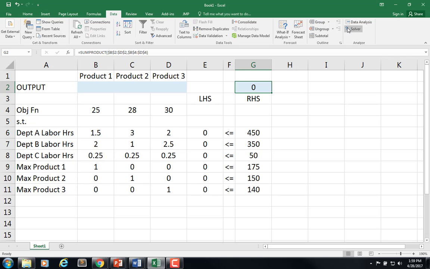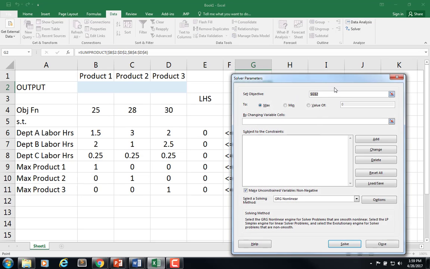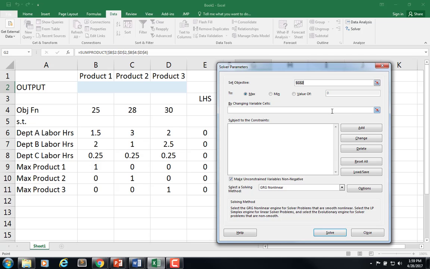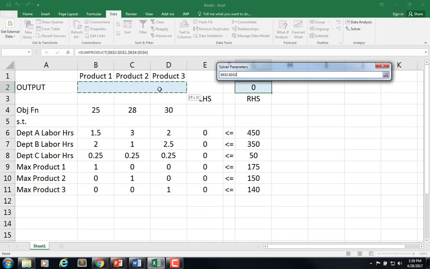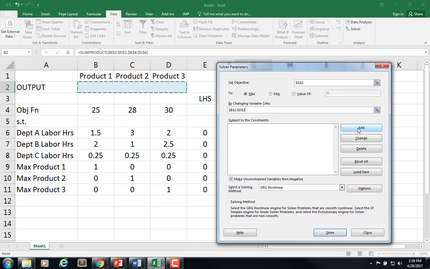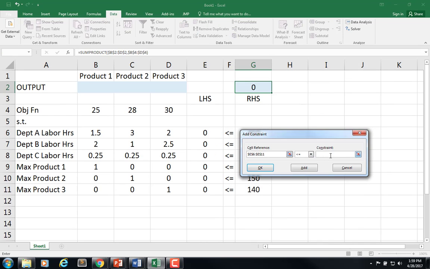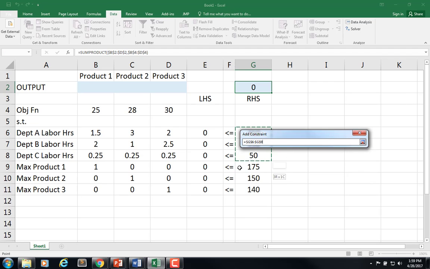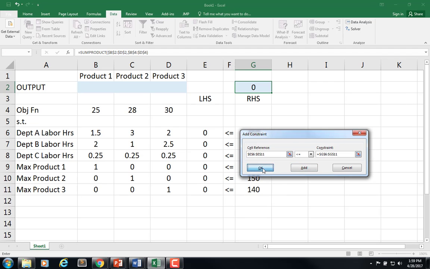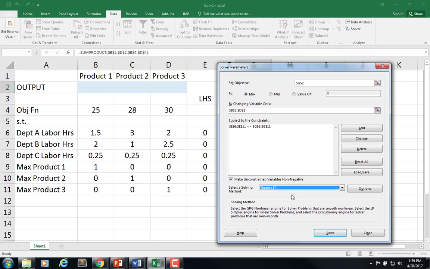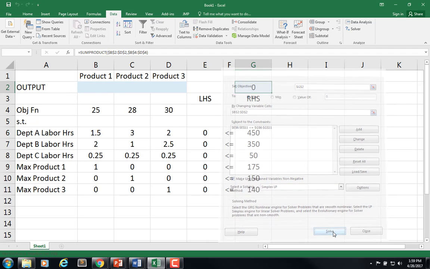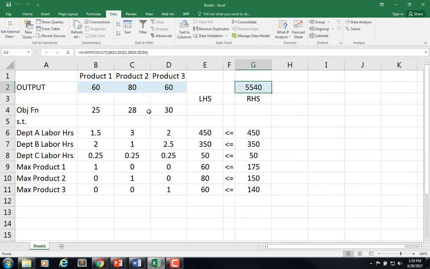Data, solver, G2, is that the right one? Yes. By changing, I'm maximizing by changing these guys. Subject to the constraints, they're all less than or equal to, so I can do the left-hand side, or the sum products less than or equal to our numbers. Click OK. Make this simplex. I'm going to try to solve it as LP instead of forcing those to be integer, because it would solve faster. So I'm going to try it and see. Okay. Hey, I got whole numbers.